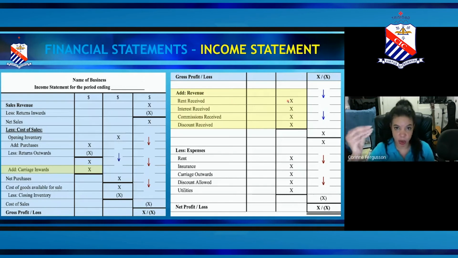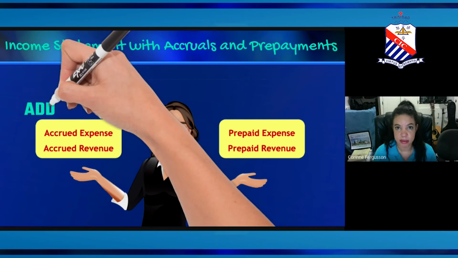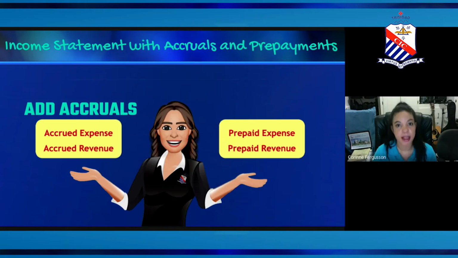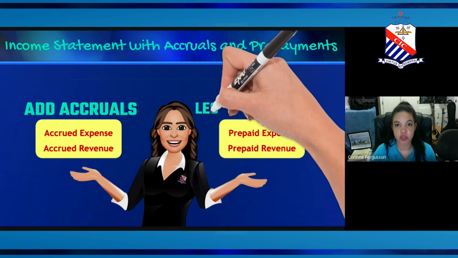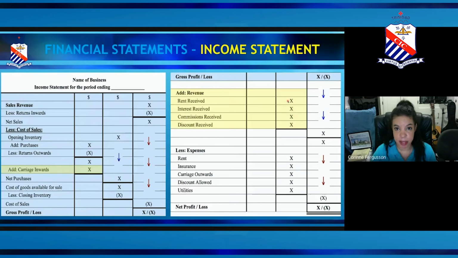You can identify all of your revenue, write down all of your revenue, and check your notes for each one to see if there's an adjustment. If there's an accrual, you just add it. If there is a prepayment, you just less it, minus it. Simple as that. Put your working, then put the answer in the middle column.